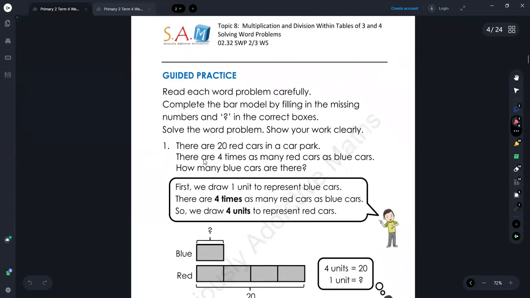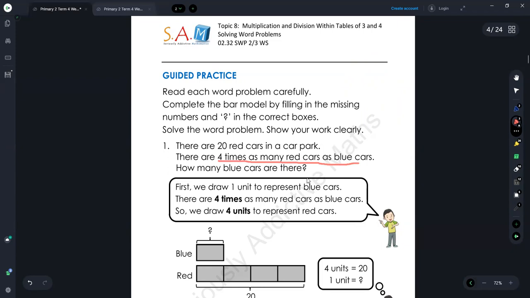Now the question here says there are 20 red cars in the car park. There are 4 times as many red cars as blue cars, right? How many blue cars are there? Now, when they see the words 4 times as many, tell them that it is something like a comparison model. 4 times as many, which means you're comparing two things.